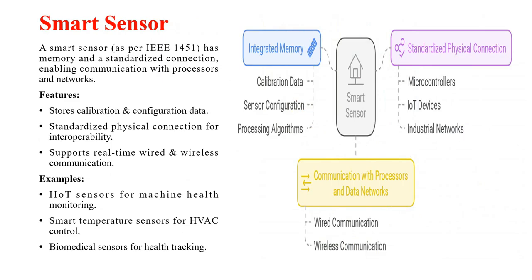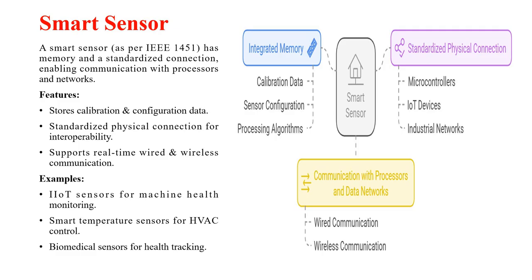Now we will see what is a smart sensor according to the IEEE 1451 standard. A smart sensor is an advanced sensor equipped with small memory and a standardized physical connection, allowing seamless communication with processors and the data networks. The key features of smart sensors are integrated memory, that is, it stores the calibration data, sensor configuration and the processing algorithms, and it helps in self diagnosis and reduces the dependence on external controllers.